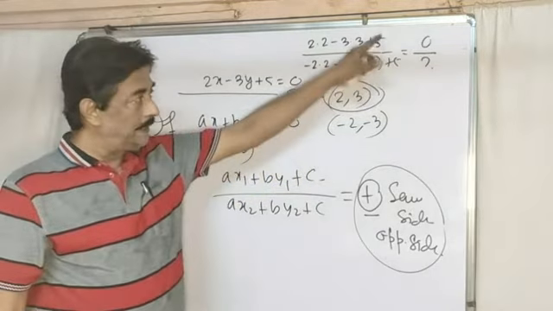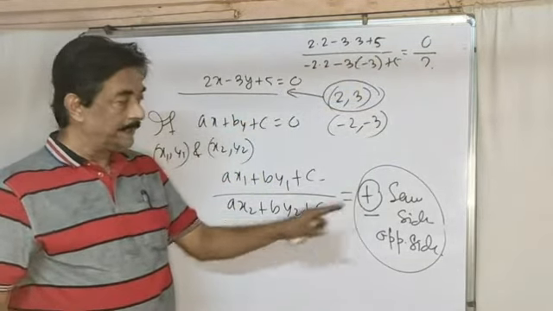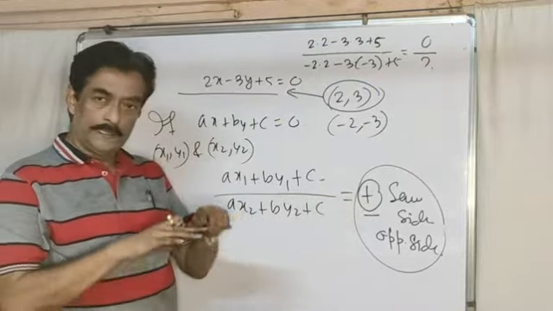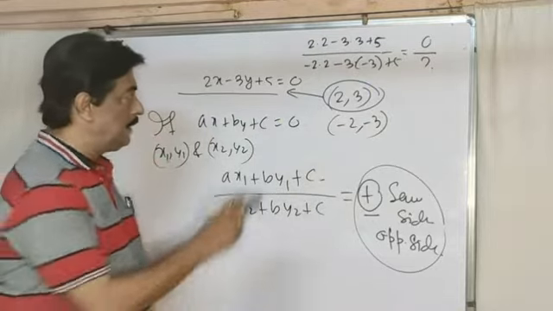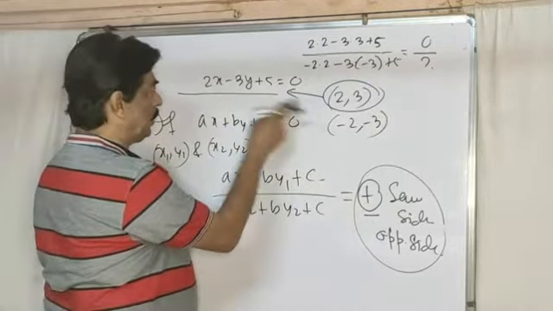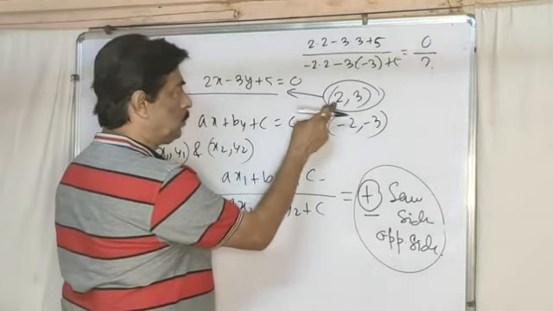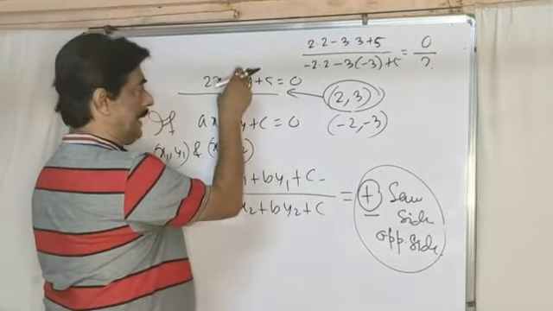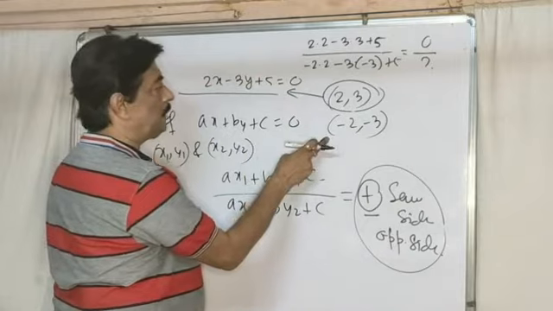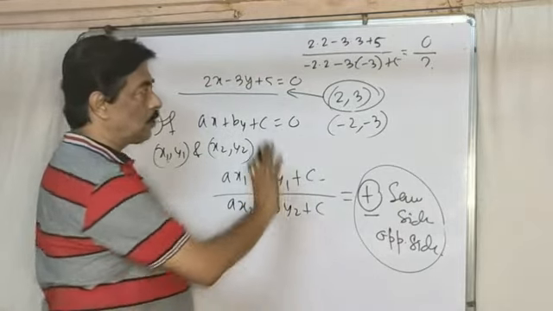Your result is 0. If it is positive, we can say the same side. If it is negative, we can say the opposite side. Now the result is 0. Why? If I put x equal to 2 and y equal to 3, the equation will be satisfied. So the point 2, 3 is on the line. So only one point should be on any one side, so no question arises.